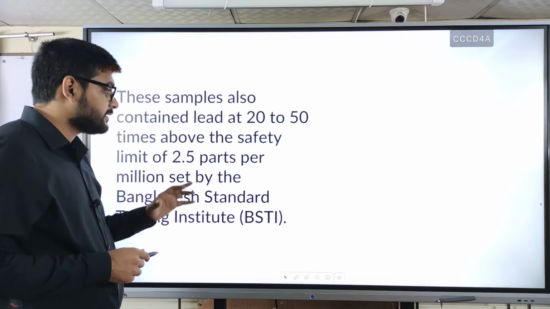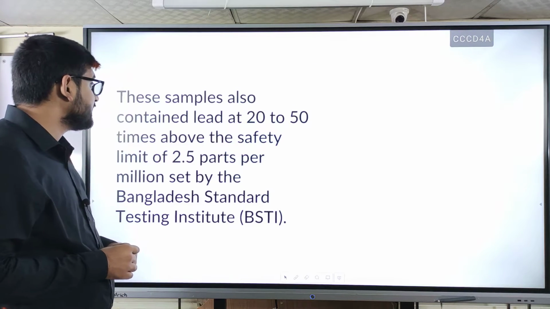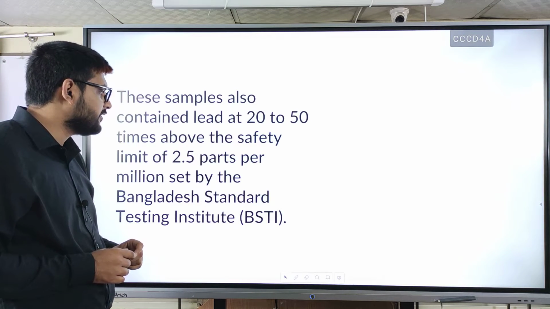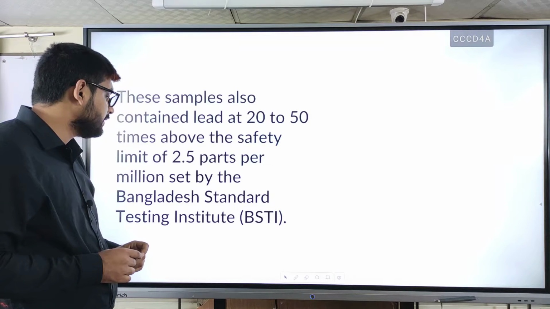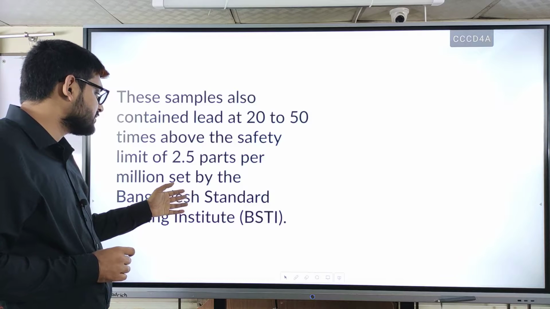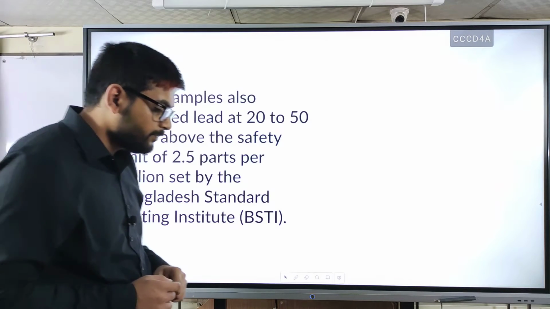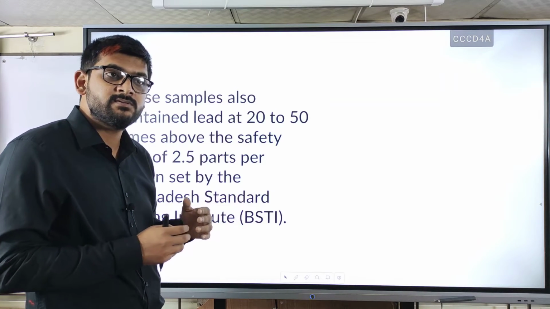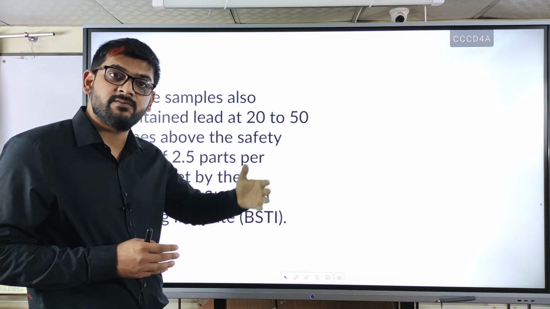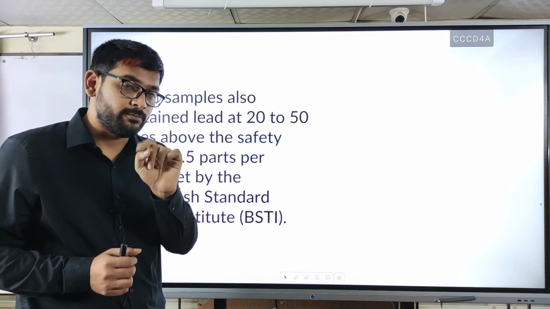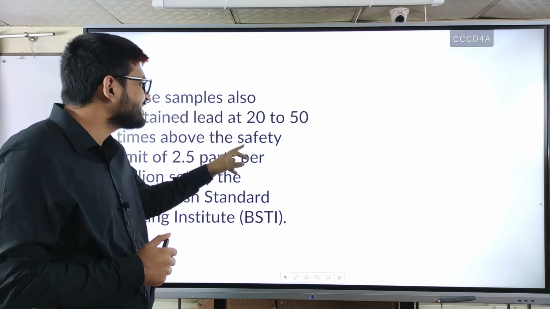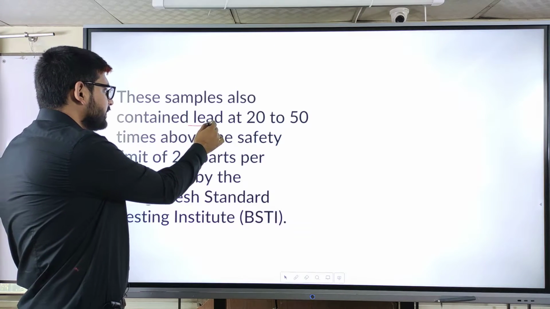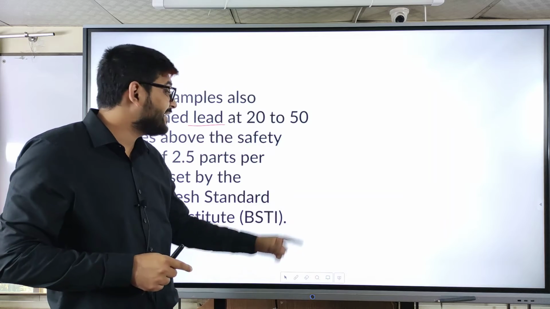These 30 samples also contained lead 20 to 50 times above the safety limit of 2.5 parts per million set by the Bangladesh Standard Testing Institute, or BSTI. Okay. A while back in the previous slide we saw that from these 30 samples, 30% of them contained lead chromate. Lead chromate is a compound, and these samples also contained lead. Lead and lead chromate are not the same thing. Here we can see lead. Lead chromate is a compound, lead is an element.